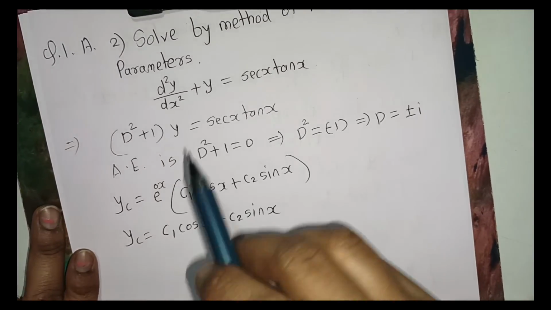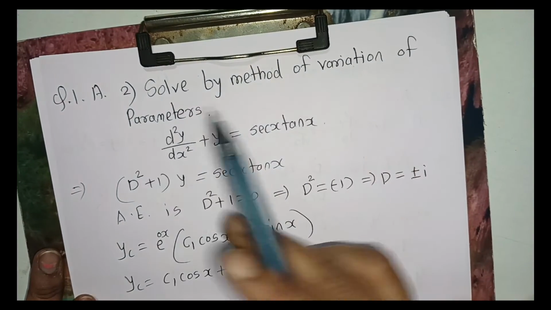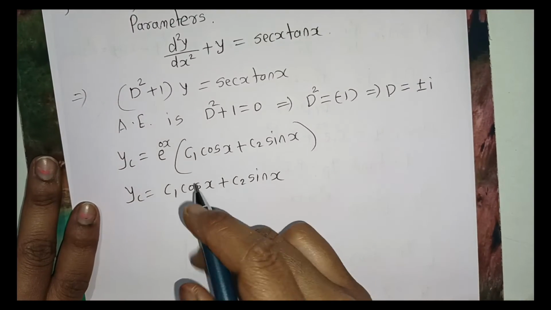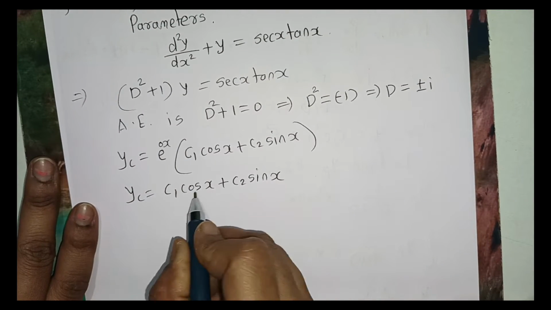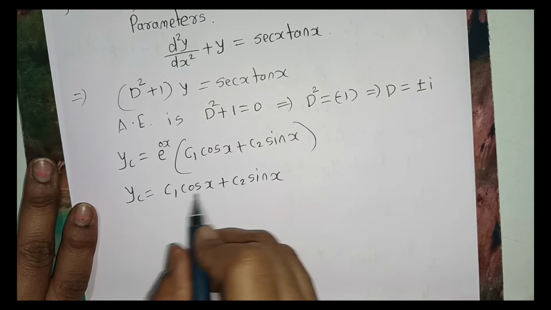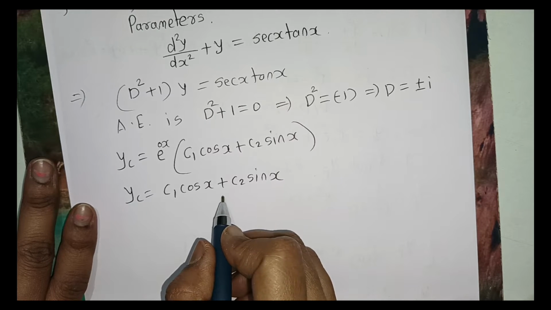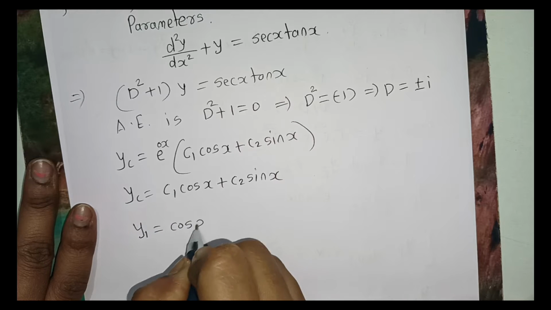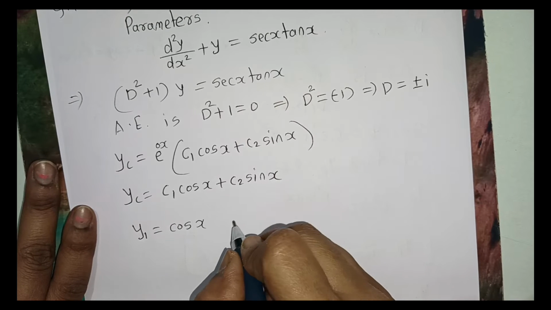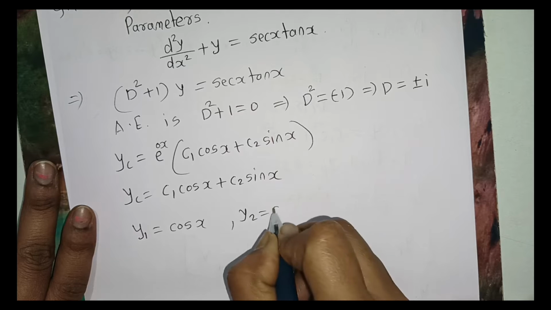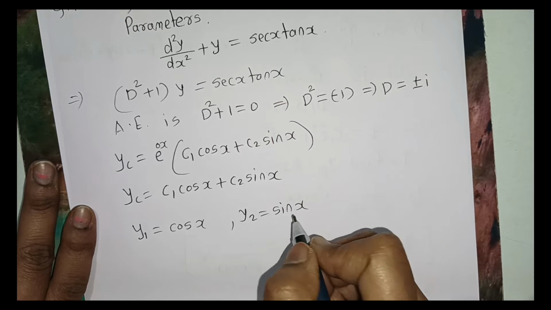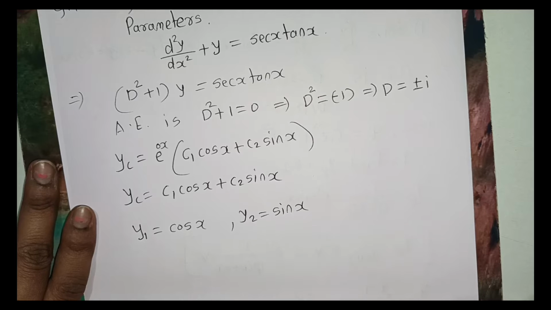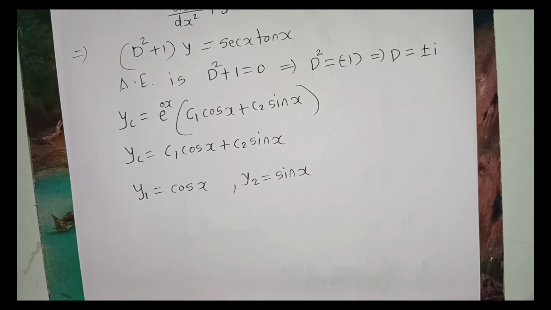Now in the method of variation of parameters, you have to choose y1 and y2 from yc. yc has two terms, and for the two terms you have two different functions of x. So y1 is cos x, the first part of yc, and y2 is sin x, the second part of yc. So cos x and sin x are the two functions you have.